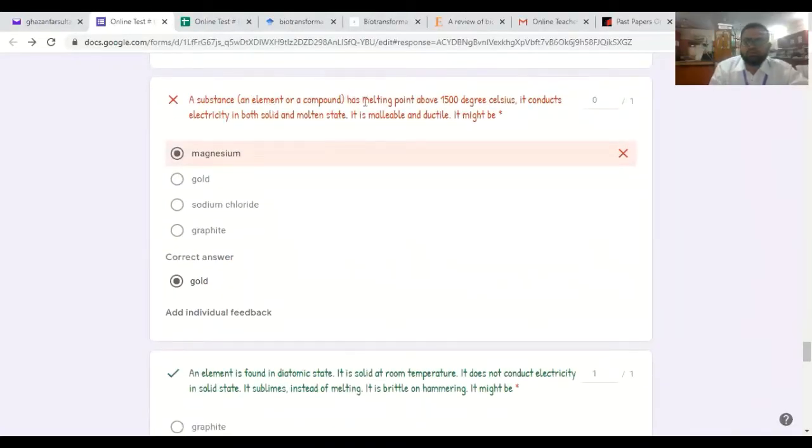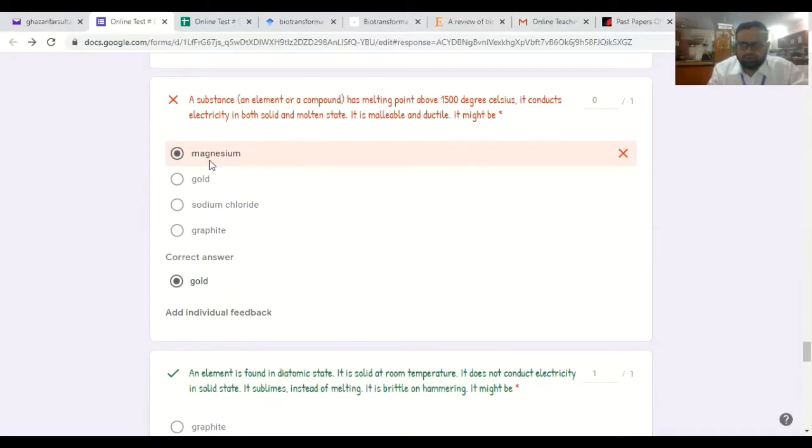A substance, an element or a compound, has a melting point above 1500 degrees Celsius. It conducts electricity in both solid and molten state. It is malleable and ductile. It might be: number one, it is malleable and ductile, which shows it is a metal. It conducts electricity in solid and molten state, which is also showing that it is a metal.